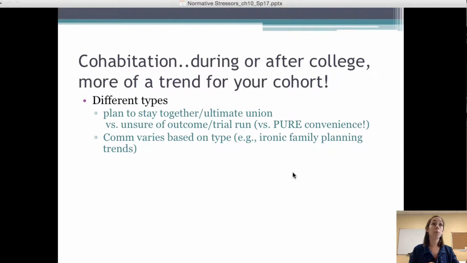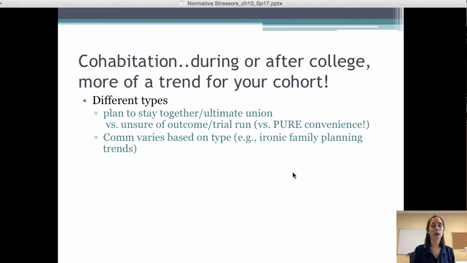"I have an abusive romantic partner. I need to get out of there, so I'll come live with you." "Oh, we're dating." These pure convenience type scenarios. So to trial run, to something considered very, very serious in terms of the level of commitment. So there's so many different types of cohabiting couples. So the communication among them varies by type. But I want to tell you a really ironic trend here.